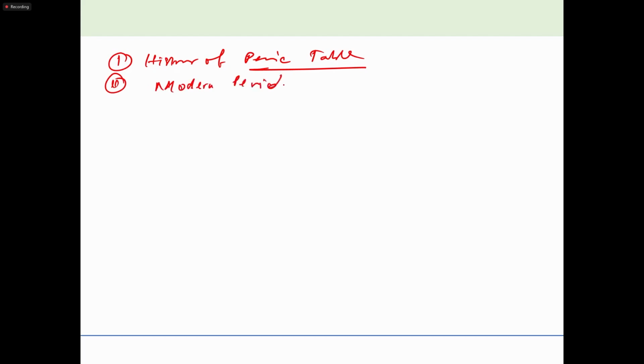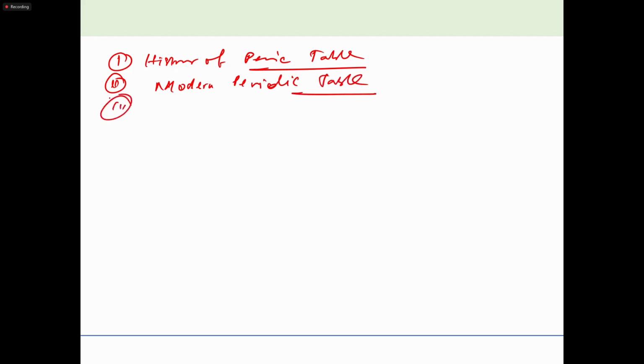Well, this is the fifth class. In the first class, if you can remember, I talked about the history of the periodic table. There are some histories there. Second thing, we talked about the modern periodic table, how this modern periodic table actually came about.